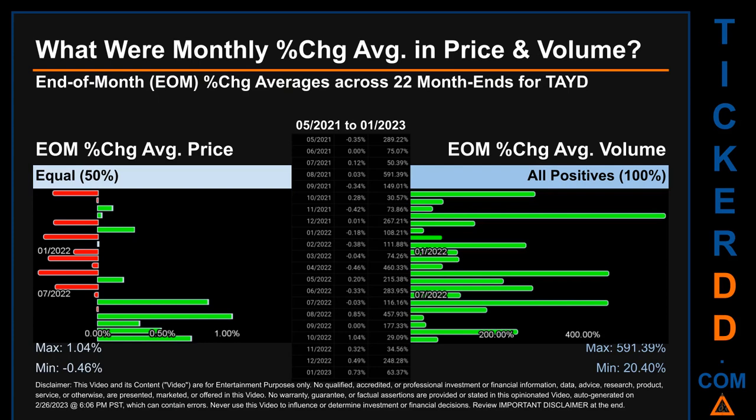That is 100% of month ends saw a positive percentage change in average volume. Price saw an end-of-month max of 1.04% in average percentage change along with a minimum of -0.46%. For volume, the maximum and the minimum monthly percentage change were respectively 591.39% and 20.40%.